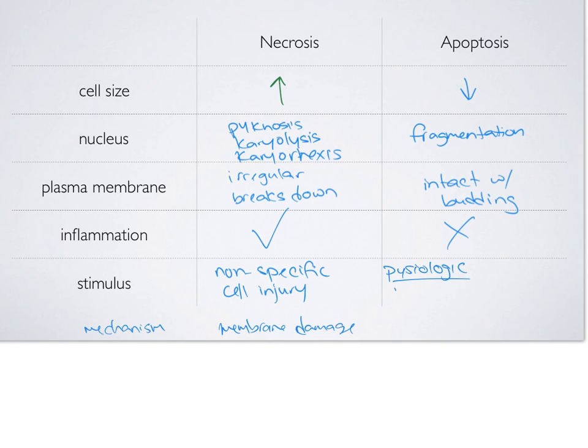You can also have pathologic, and this usually occurs because you have DNA damage or some forms of mitochondrial damage. And what it really requires is you have to activate these caspase proteins. So caspase proteins are the trigger for apoptosis, and they're activated in specific situations that are outlined in your book. Does everybody understand those differences?